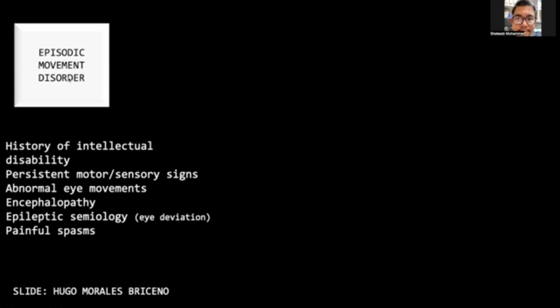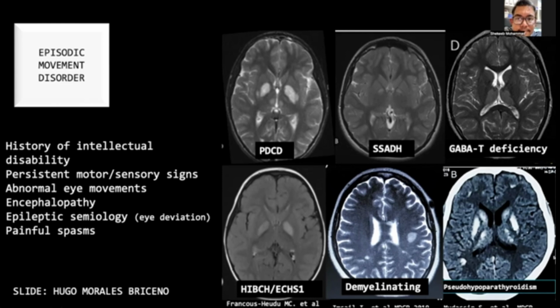Episodic movement disorders, I won't go into too many details. Most commonly for us clinicians, the neuroimaging is often normal in these cases. You have to think about neuroimaging when there may be some clinical red flags as listed here. And these are some patterns that may be seen, such as globus pallidus changes in pyruvate decarboxylase deficiency, SSADH deficiency, GABA transaminase deficiency with thalamic hyperintensities, ECHS1 deficiency, again a treatable disorder where you can get this pallidum-dominant change with episodic, particularly exercise-induced, dyskinesia, and secondary paroxysmal movement disorders due to demyelination or with basal ganglia calcification.